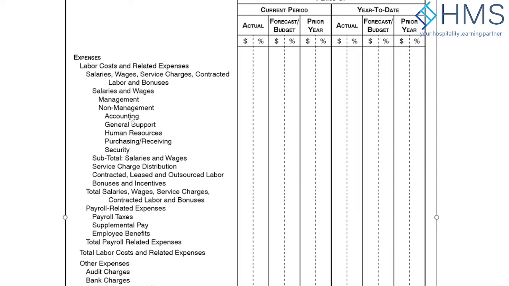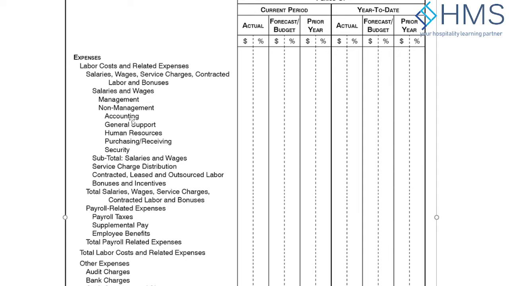After that, you have the purchasing and receiving, which is usually for material management. It includes receiving staff, store staff, purchasing, whether sitting in the office or going out and purchasing from the market. And you have security staff. Security in many hotels is not permanent, it is sometimes contracted staff, contracted security, which means that it will go into the contracted, leased, and outsourced labor.